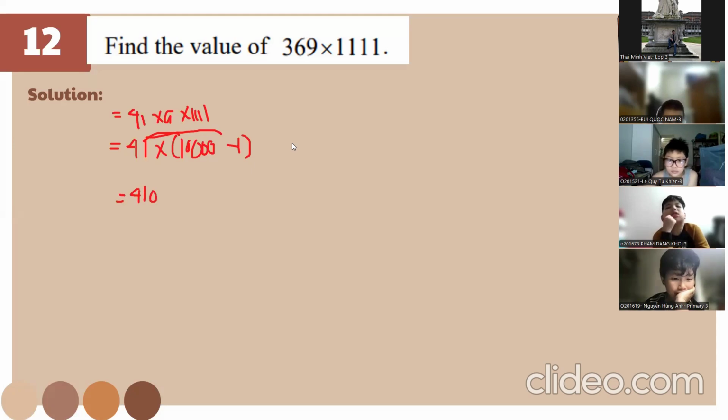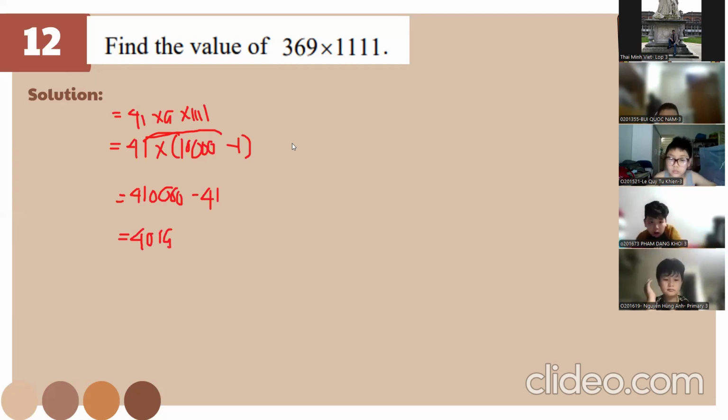If we distribute this one, we'll get 41 times 10,000, then minus 41, and we have 409,959. Or you can just do the multiplication right away, 369 times 1111.